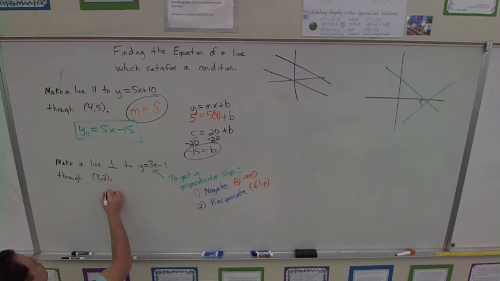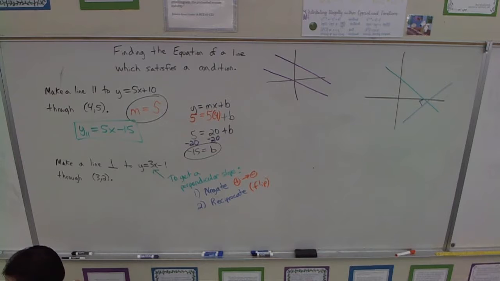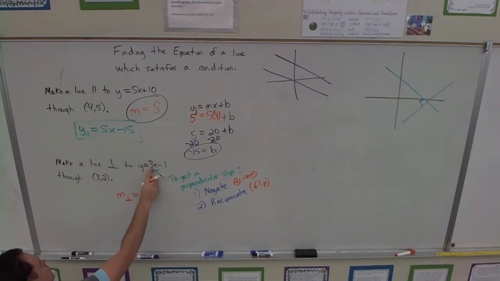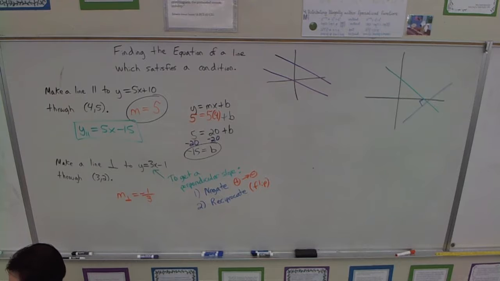So that means my new slope this time, I guess I used orange last time, so I'll stay consistent. My perpendicular slope: the opposite of 3 is negative 3, but then I have to flip it. So it's going to be negative 1 over 3. And that's my first ingredient. Then I've just got to make it go through the point. We've been doing that a bunch of times now.